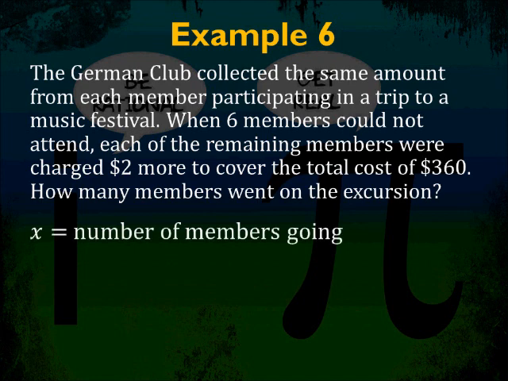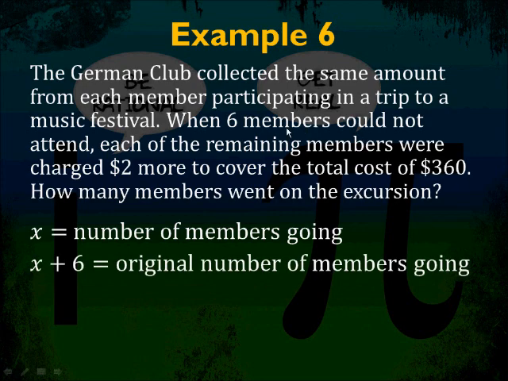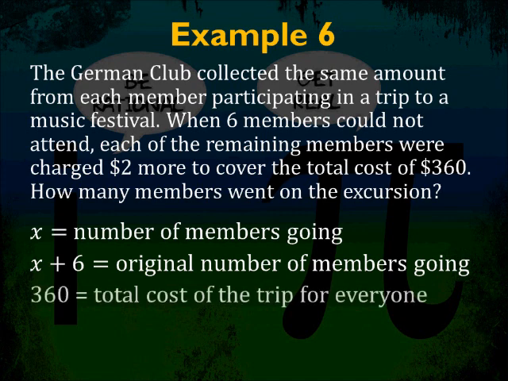Now, we have an issue where 6 members could not attend. So we need to know how many of the original members are going. So if we have x number of members going, the number of members that were originally going is x plus 6, because 6 members can no longer go. So originally we had x plus 6 members. Now I wanted to ask you, how much is the total cost of the trip for everyone, no matter how many people go? And the answer is $360. So now we can start setting up an equation using x plus 6, and 360.